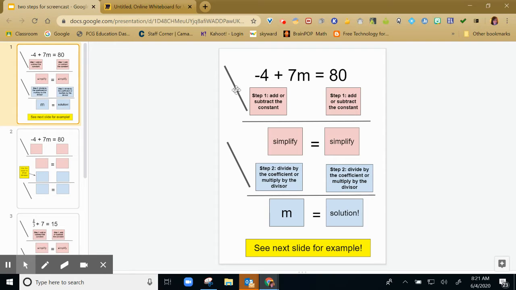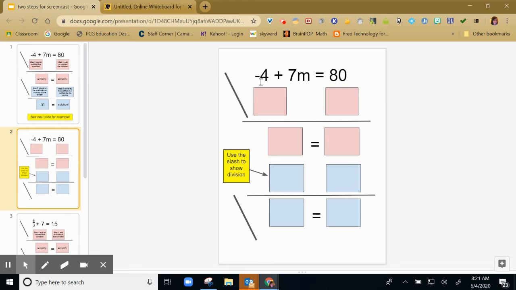Couple things to notice. These little bars right here are so that you can cancel things out at each step. And I'm going to show you what this looks like. Okay, here we go. So again, the first thing I'm going to do is I see that I have a -4. I need to cancel that out. So I'm just going to type +4 on both sides.